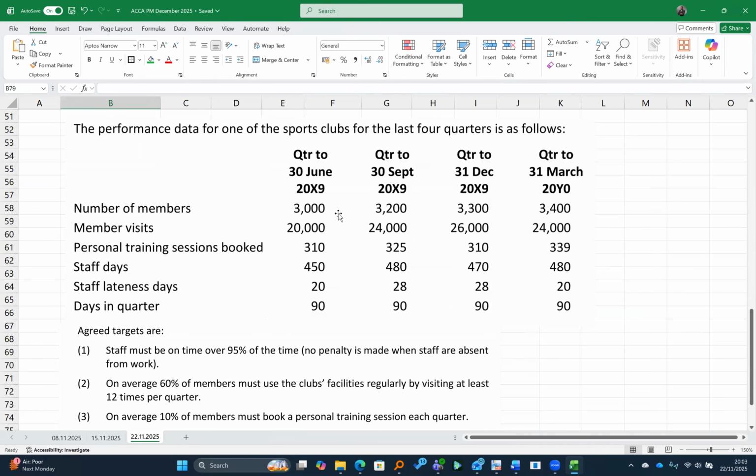Staff on time. So we need to check because remember they are 450 days, but of those, these are 20 where they were late. So we need to know how much they were on time. So it means that if they were late for 20 times, that means that they were on time for 430 days.